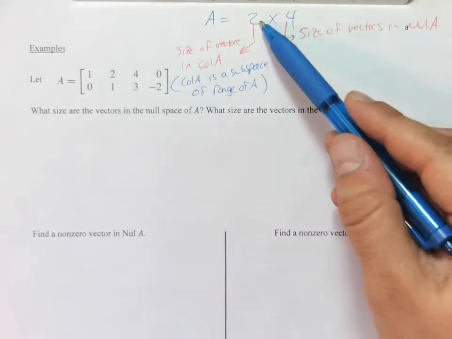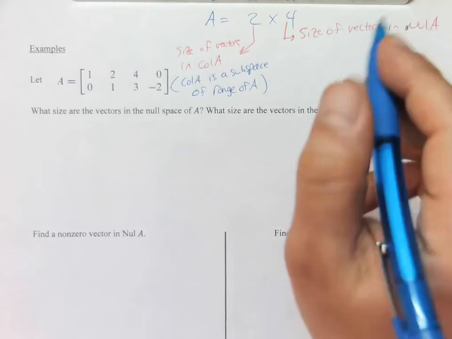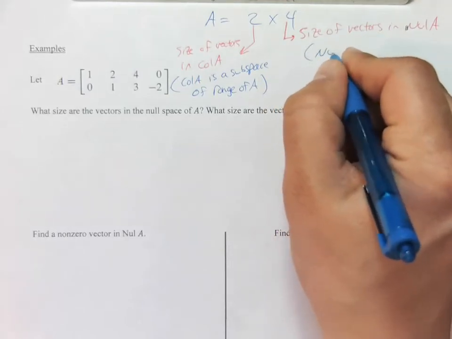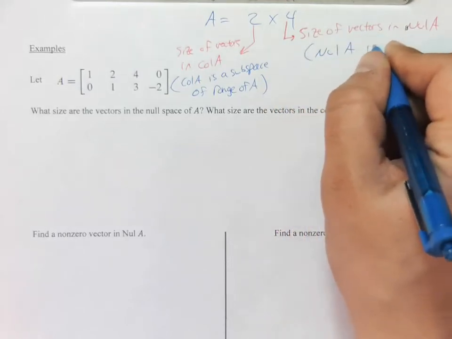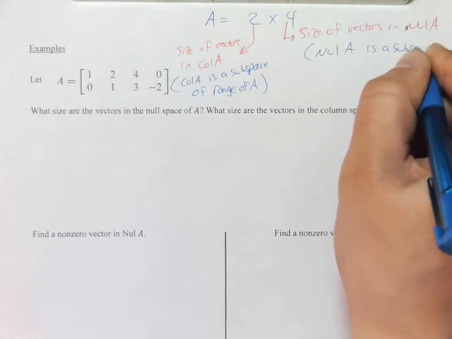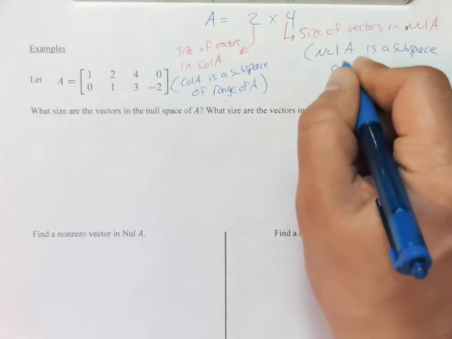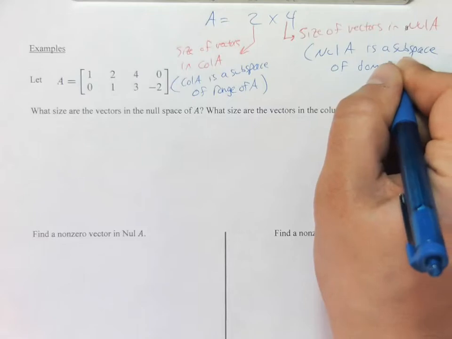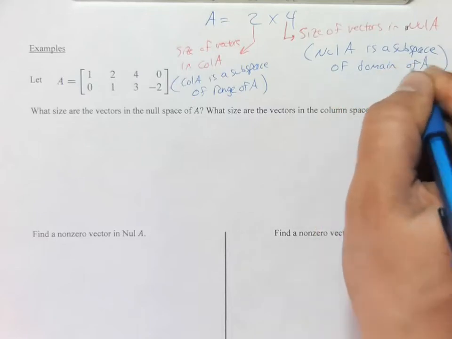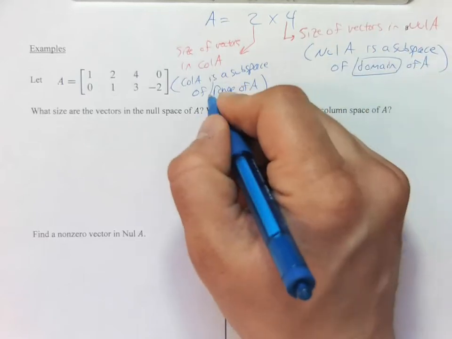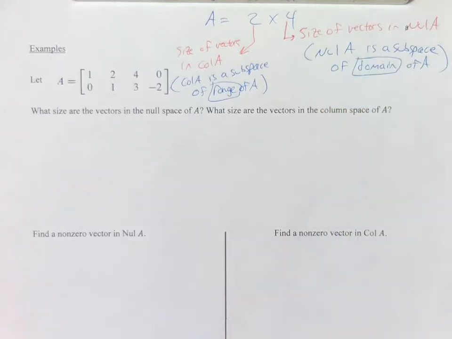Right, so 2 tells you how big things are in the range. And then the null space is a subspace of the domain. So one of these things is in the domain, the other thing is sort of like in the range, and so we're trying to differentiate the two and make sense of them, right?